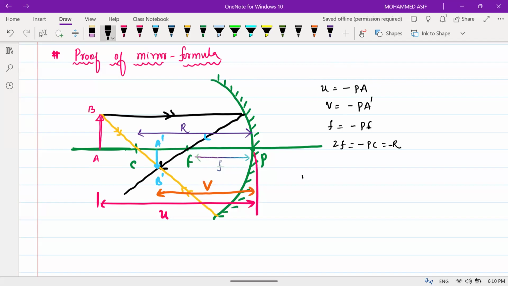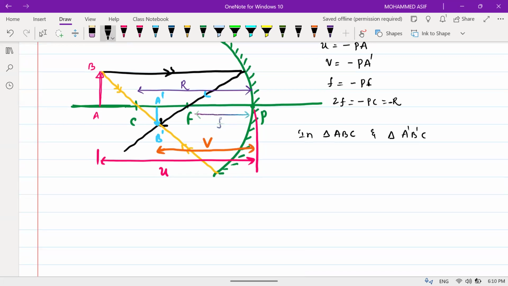Okay, now see from the figure, in triangle ABC and triangle A dash B dash C, these two triangles are similar triangles. So the ratio of their sides will be the same. So AB divided by A dash B dash must be equal to AC divided by A dash C. This is my equation number one. Clear?